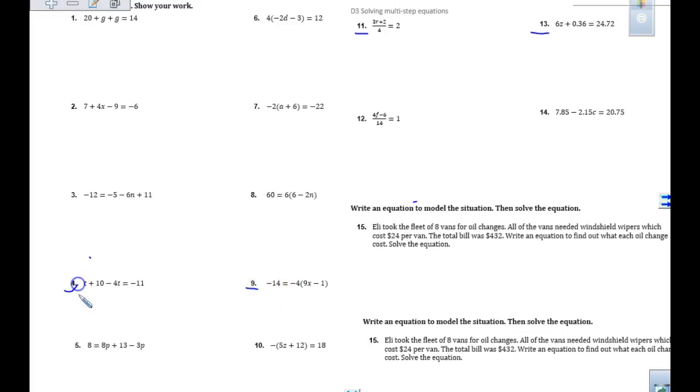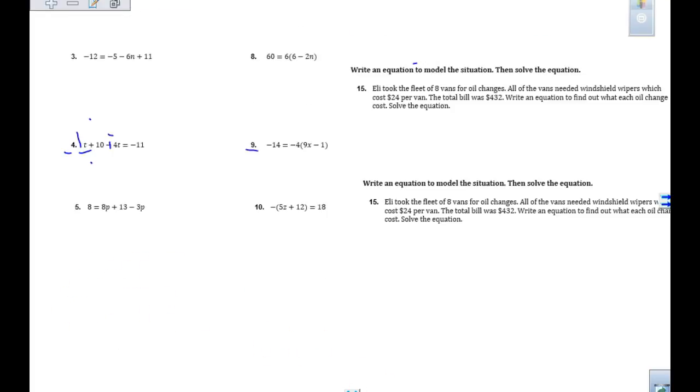If I'm looking at number 4, what's my coefficient of t if there's nothing there? There's a 1. So when I go to add like terms, this is actually 1t plus 10 minus 4t. One of the things we talked about yesterday is always changing subtraction to adding the opposite. So I'm adding 1 plus a negative 4, which gives me a negative 3t, plus 10 equals negative 11.